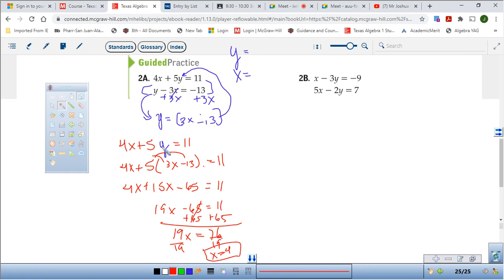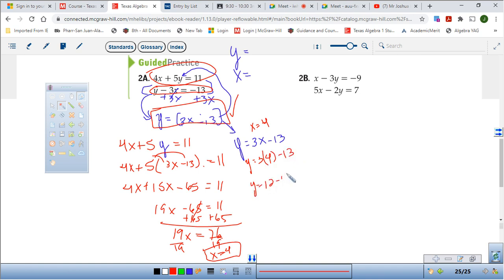So that one we're going to plug into any of these, or my favorite, this one here. Cha-ching, that one. Why? Because if I plug it into the second one, it gives me my y automatically. I have y is equal to 3 times x minus 13. And I'm going to plug this in here when x is equal to 4. I'm going to have y is equal to 3 times 4. So it becomes y is equal to 12 minus 13. Y is equal to negative 1. So my final answer for this one is 4, negative 1.